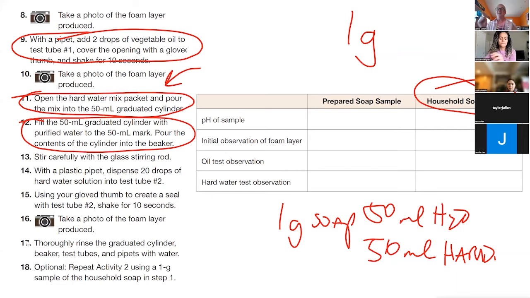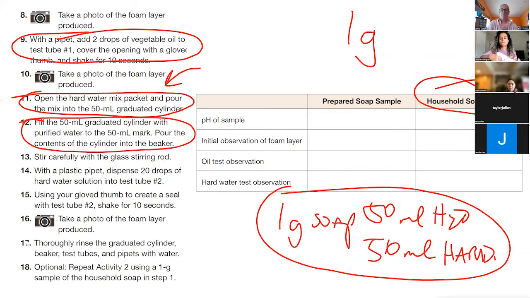Take 20 drops of this and put it into test tube numero dos. And then we're just going to do exactly the same things we did for the soft water. We'll just shake it up, see what kind of layer it makes. Take a picture of that. Drop 2 drops of vegetable oil in there, see if it can make the vegetable oils go into the micelle. Okay, and that's basically it.